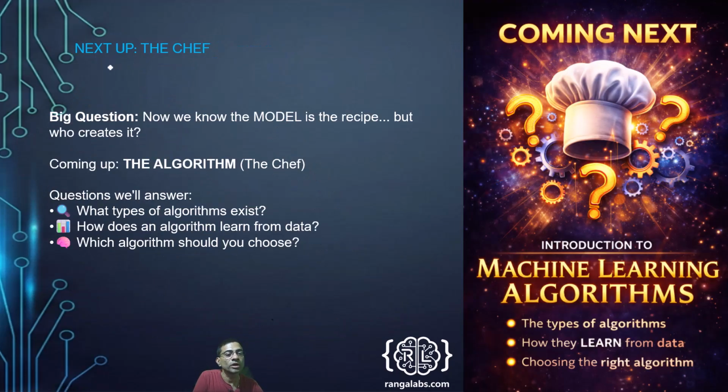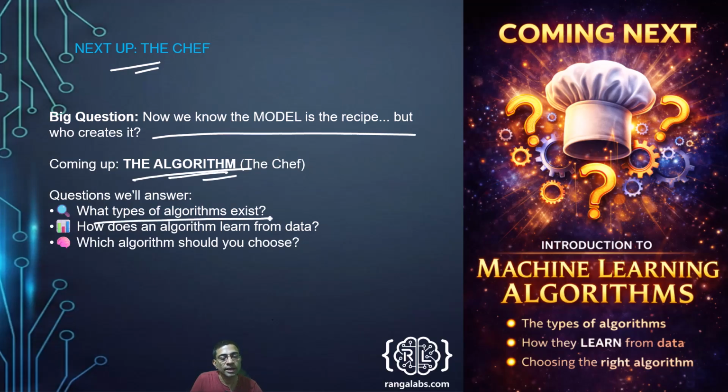Next, what you have to see is the algorithm. We will deep dive into the algorithm. Now we know the model, but who creates it? The algorithm, as we saw. What types of algorithms exist? How does an algorithm learn from the data? Which algorithm should you choose? These are all the points we are going to see in the next video.